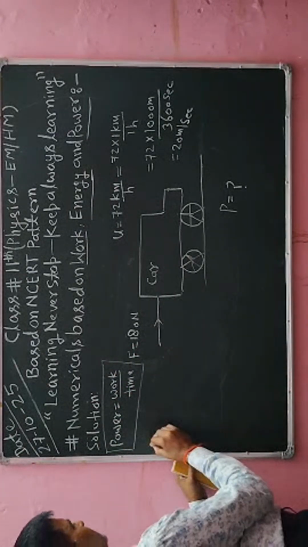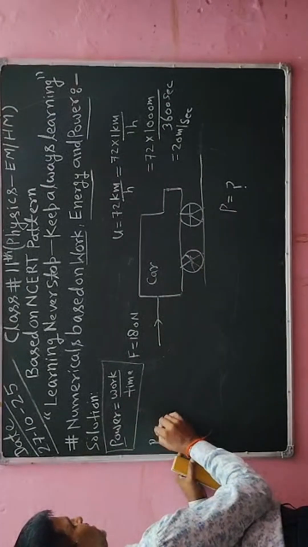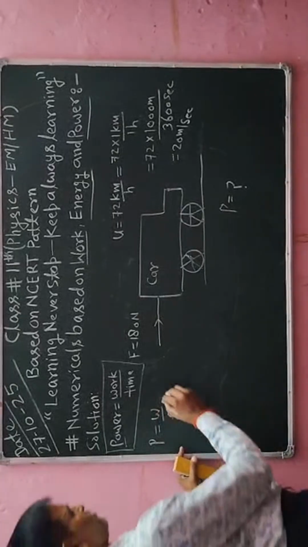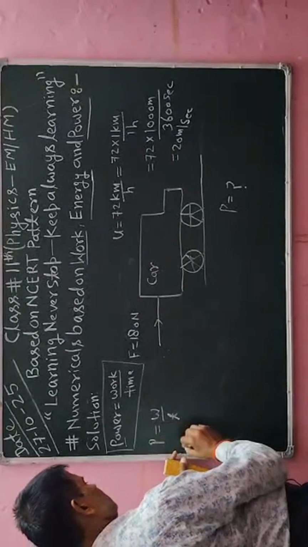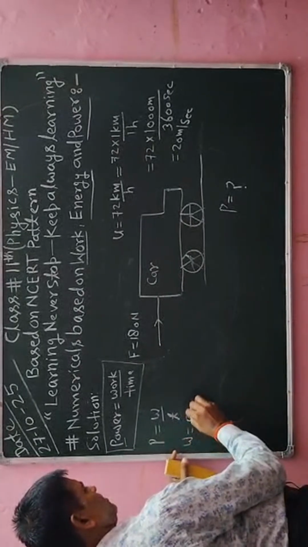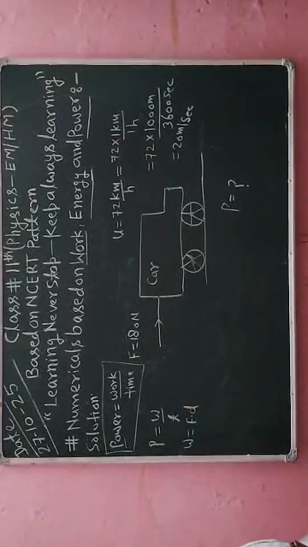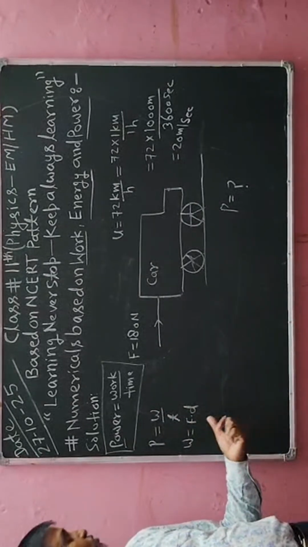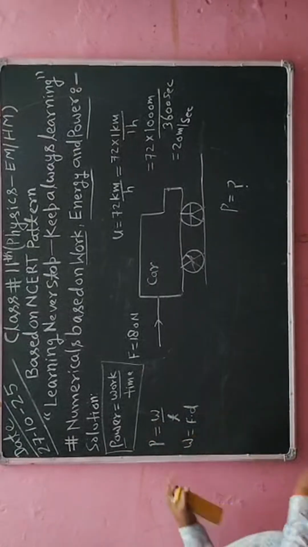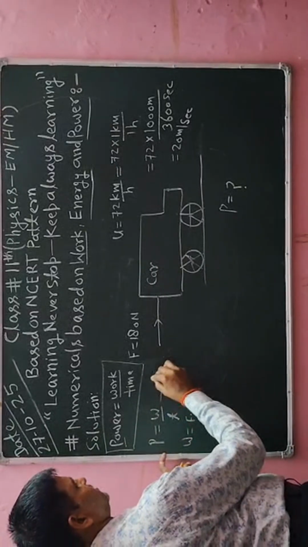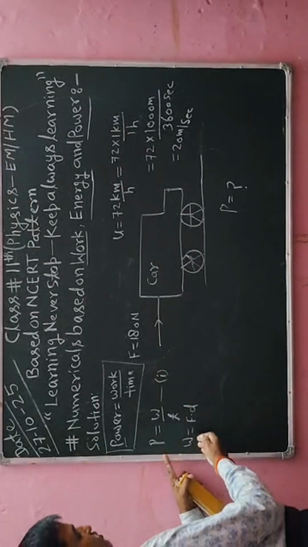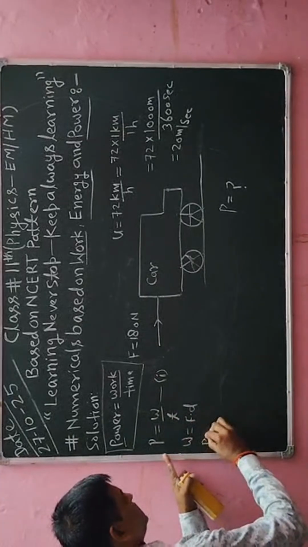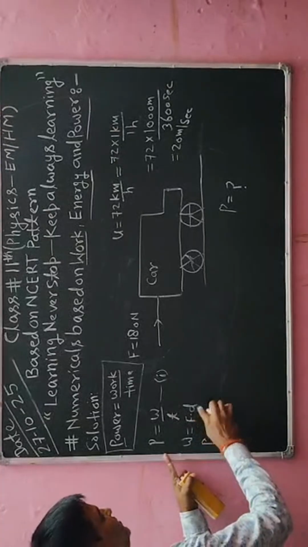I will write in short form: P stands for power, which is equal to W divided by T. In other words, we can also say that work is equal to force into displacement. In the place of work, I will write force into displacement, that is also known as work. I am going to say this is equation number 1. So I have to put the value of W in equation number 1, and then we will get P equal to F into D.